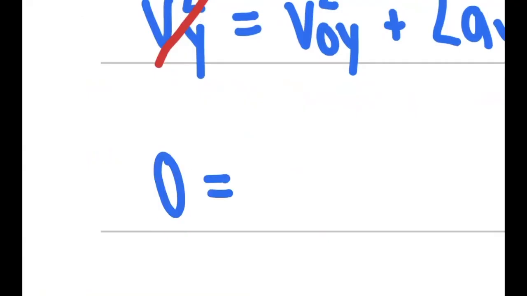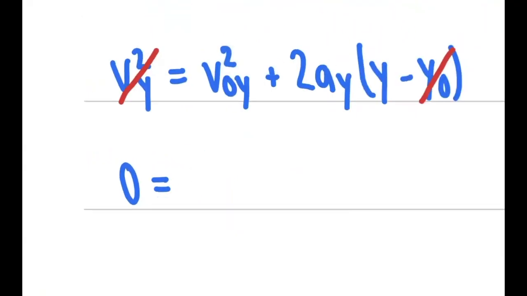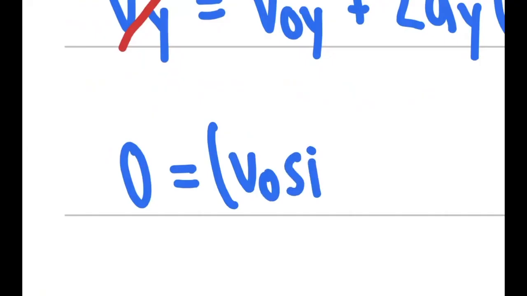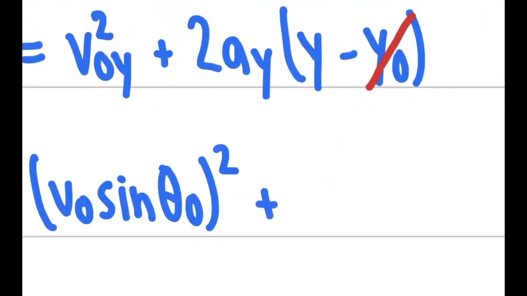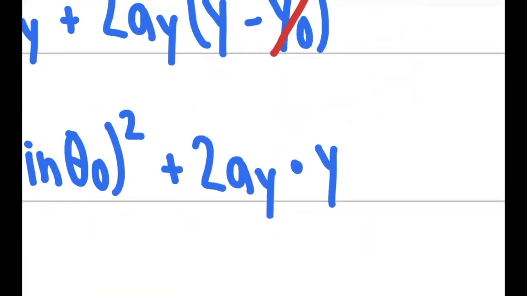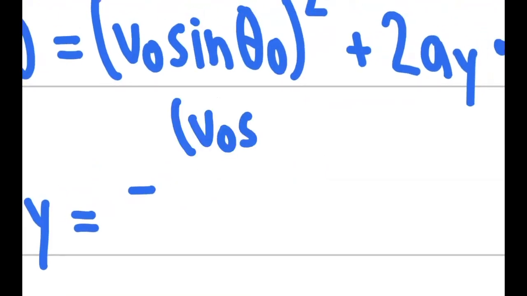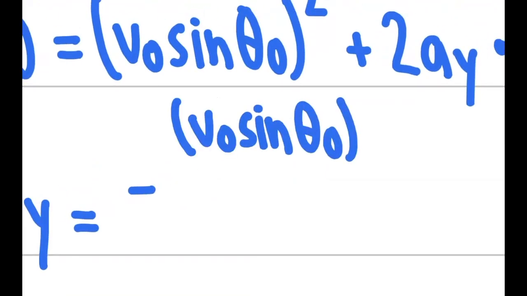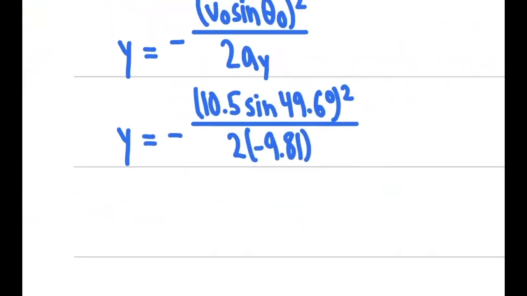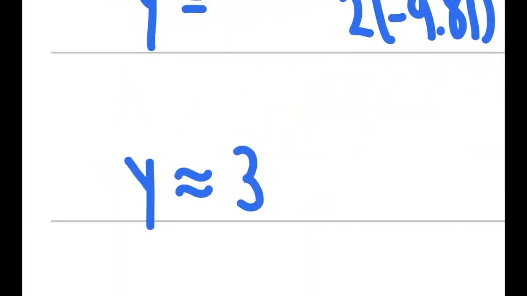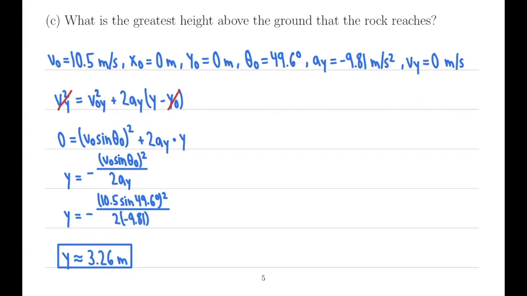So we got 0 equals v naught y, which, remember, is v naught sine of theta naught, squared, plus 2ay times y. If you solve for y, we subtract v naught sine of theta naught squared and divide by 2ay. You'll get y equals negative v naught sine of theta naught, all squared, divided by 2ay. If you put this in your calculator, you'll get y is about 3.26 meters. We found the answer we were looking for.